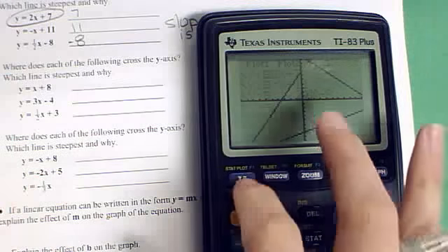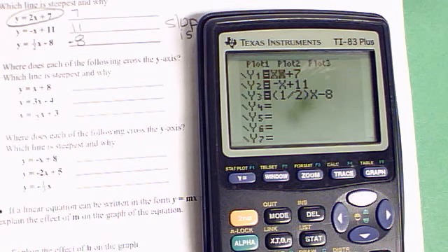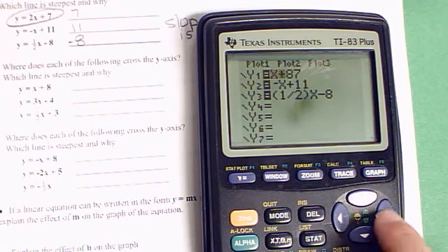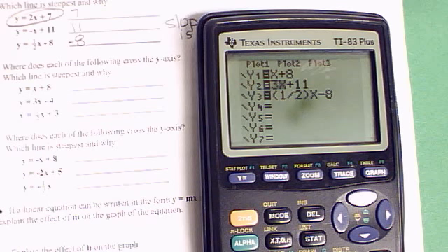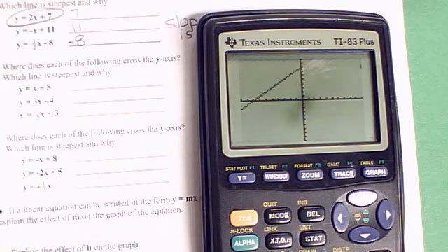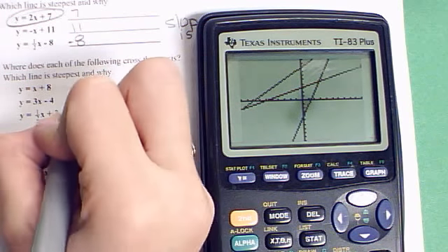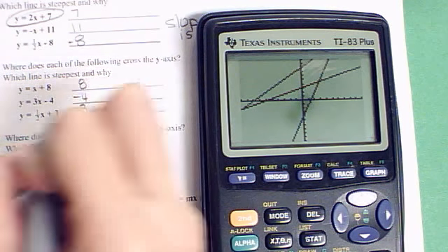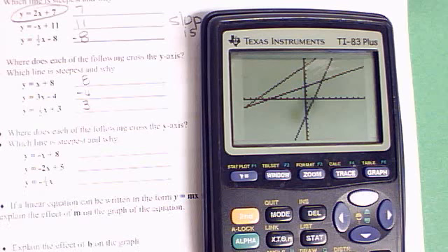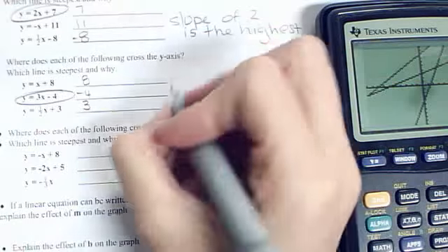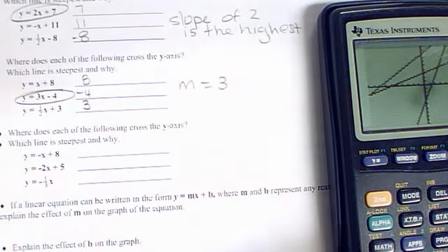Let's look at the next group. Y equals x plus 8. Oops, not 87. 3x minus 4. And 1/2 x plus 3. While it's graphing, you can probably guess what's going to happen here and then confirm that that's true. So this crosses at 8, negative 4 and 3 from these last numbers. And the steepest this time is the middle, and that's because the slope is equal to 3.